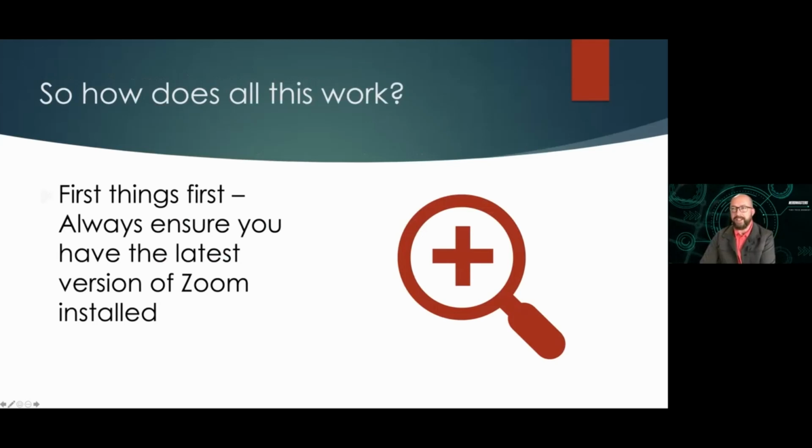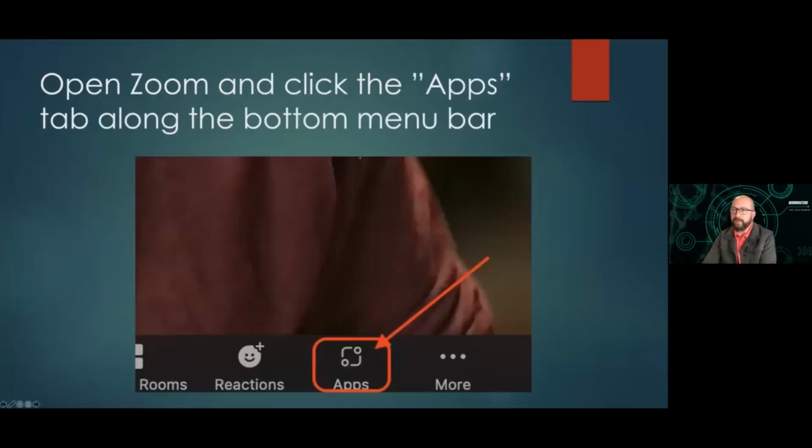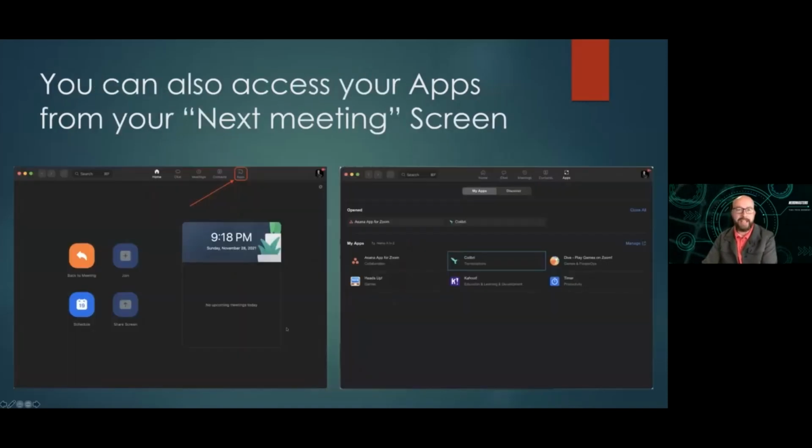First things first though, you want to make sure that you update your Zoom app to the latest version of Zoom to get the most out of your experience. Once you've updated your Zoom app, you're going to find your apps by clicking down in the bottom menu bar, the little apps button there. There's another way you can access it as well, which is the next meeting screen. It'll be in the top menu bar there. When you click that, it's going to show your active apps that are open, and then also your installed apps that you have available to use.